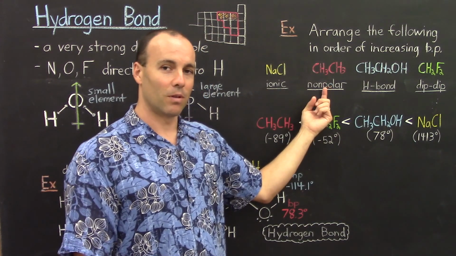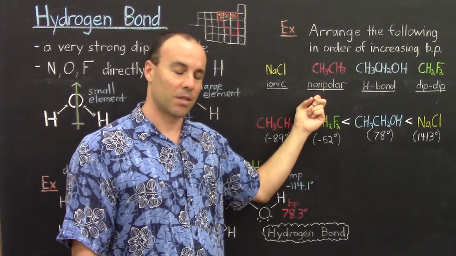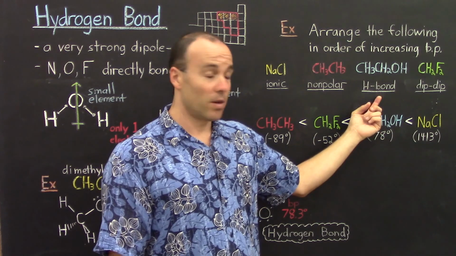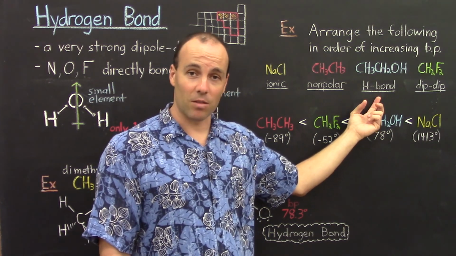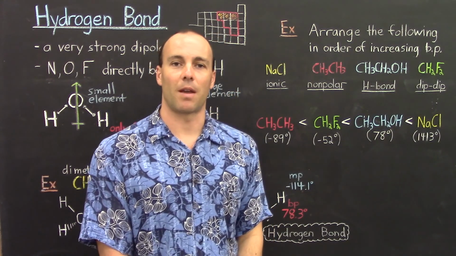Ethane is a nonpolar molecule, and it should have the weakest interactions, dispersion interactions, that's it. The ethanol, we've already seen, has hydrogen bond interactions. And the CH2F2 has dipole-dipole interactions.